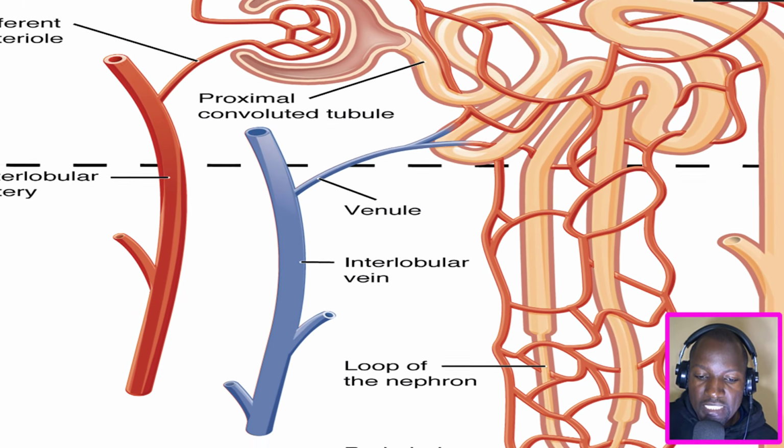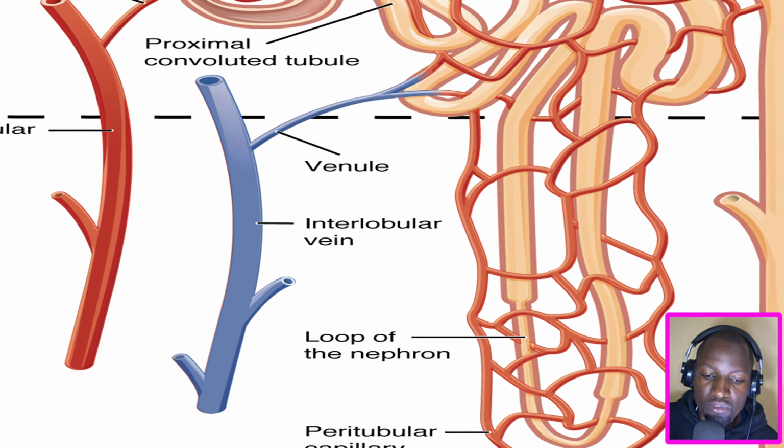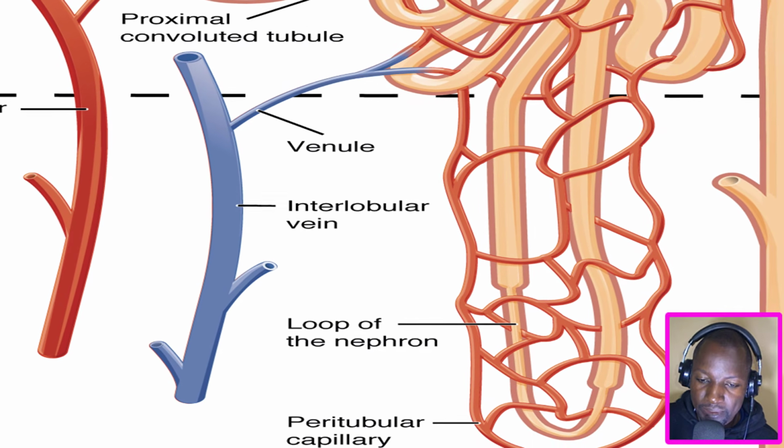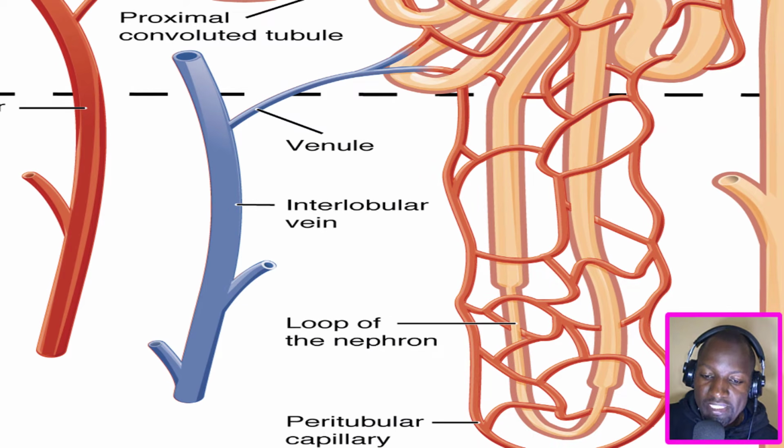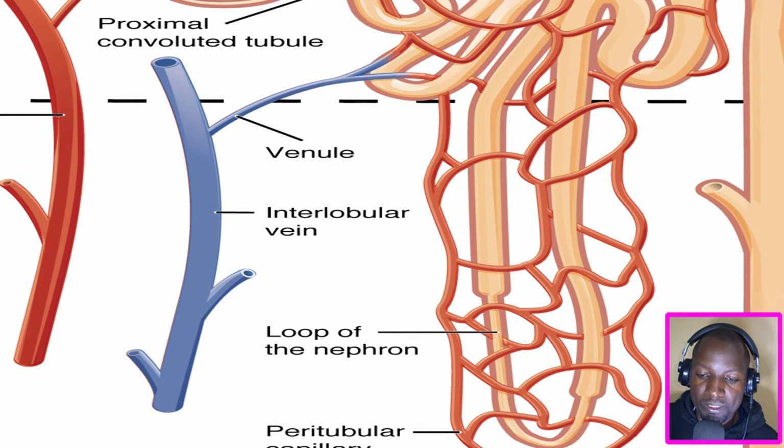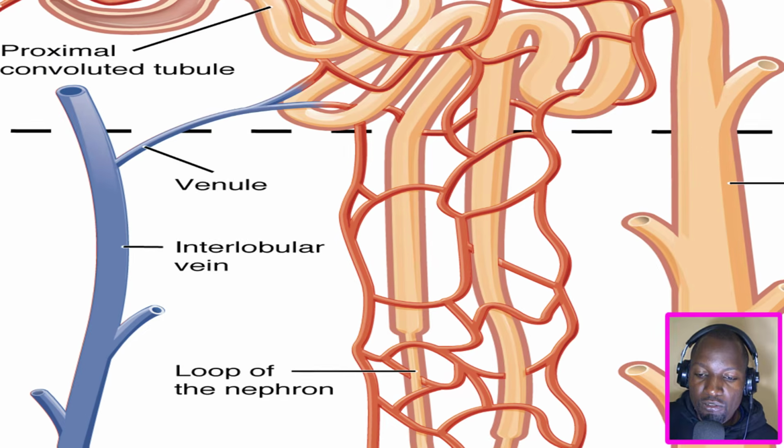It also has the loop of Henle, or sometimes we call it Henle's loop, which is in the form of ascending and descending limbs. Now, the descending loop of Henle is for reabsorption of water, while the ascending loop of Henle is for reabsorption of mineral salts. Now, look at that diagram.